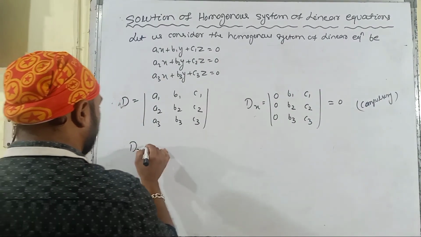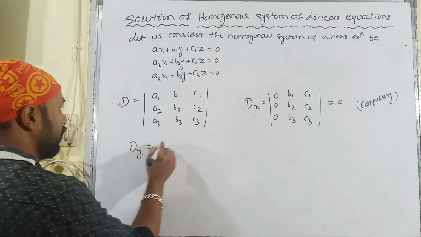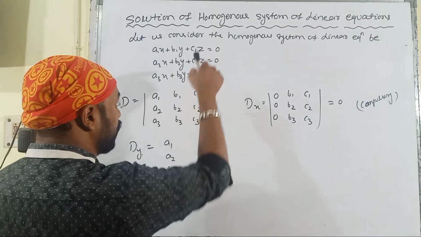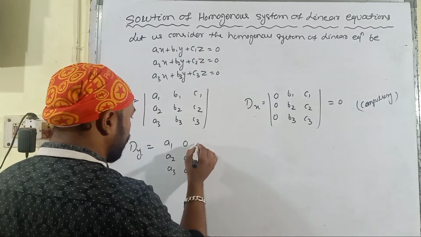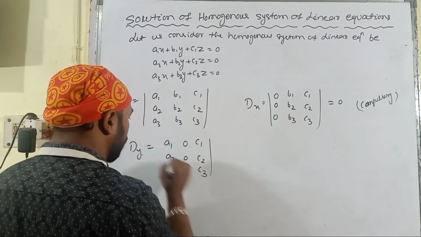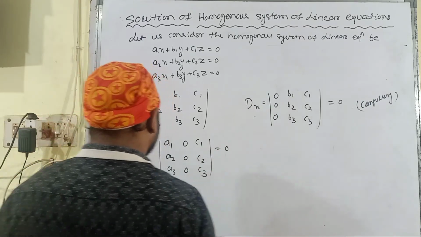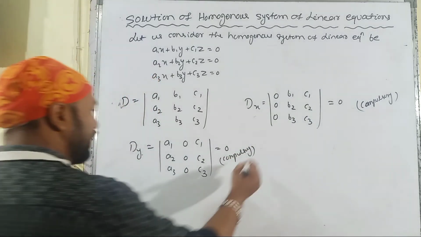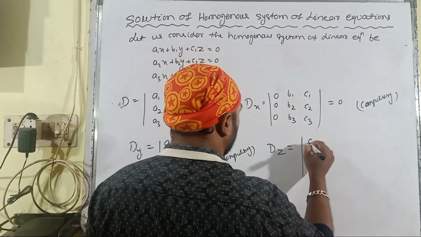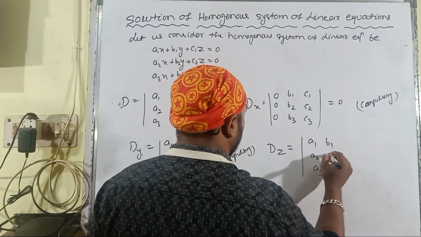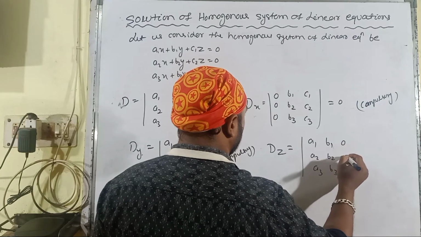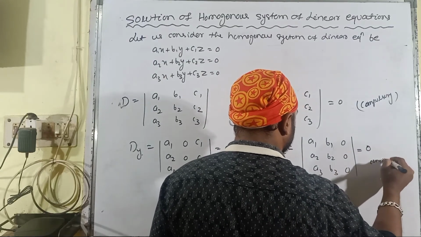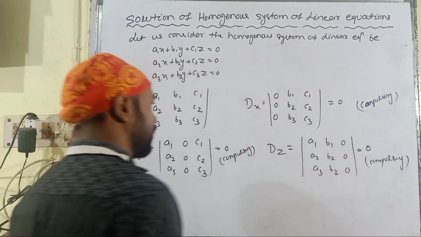Then the value of Dy. It will be A1, A2, A3, but in place of B1, B2, B3, we have to substitute the constants here, and these are 0. So again this value will be equal to 0, and it is compulsory in case of a homogeneous system of linear equations. Similarly, for the value Dz, it will be A1, A2, A3, B1, B2, B3. In place of C1, C2, C3, we have to write down 0, 0, 0, and this value is equal to 0 and it is compulsory, because this is a homogeneous system of linear equations.